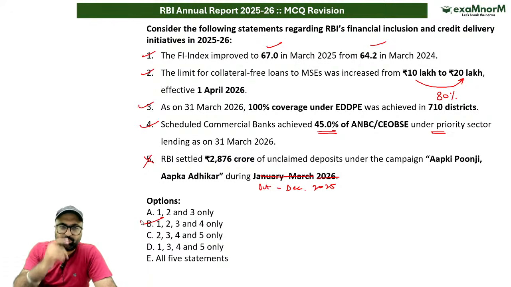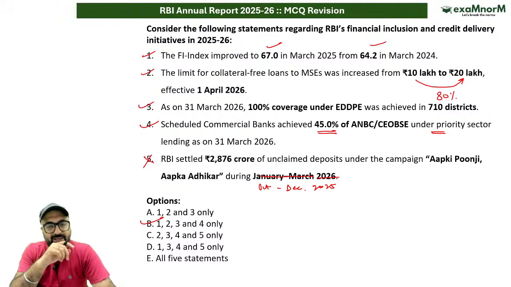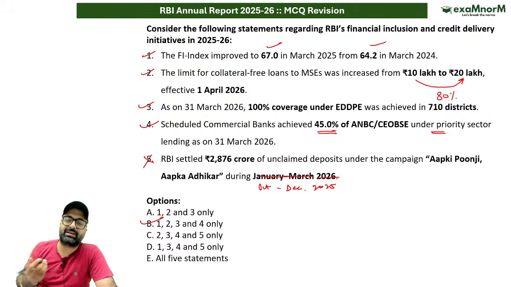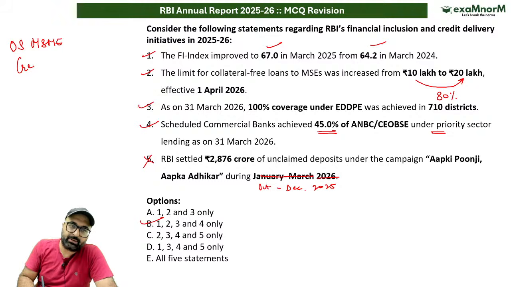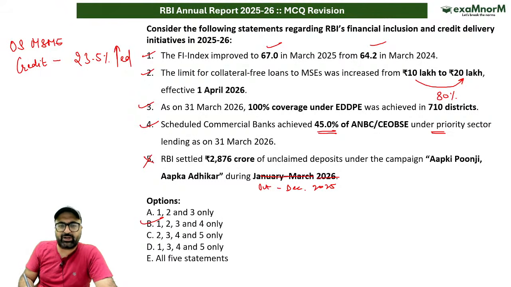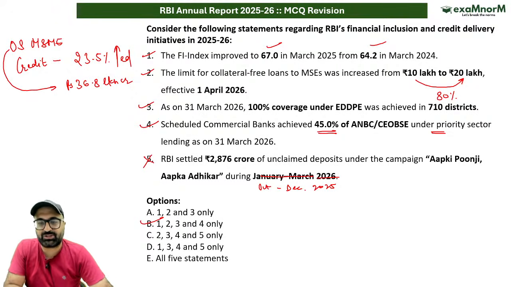इसके अलावा 2-3 पॉइंट्स हैं which you need to remember. Credit to MSME, obviously it's increasing. Outstanding MSME credit has increased by 23.5% on year basis at the end of December 2025, which was last year around 18%. The outstanding amount has increased to 36.8 lakh crore rupees. So this is the outstanding credit given by scheduled commercial banks to the MSMEs.